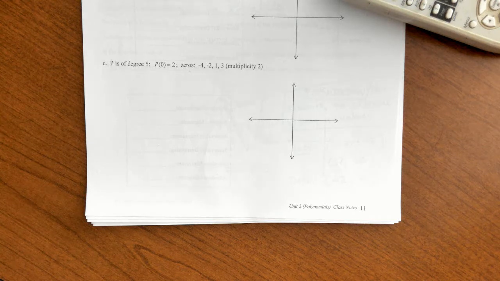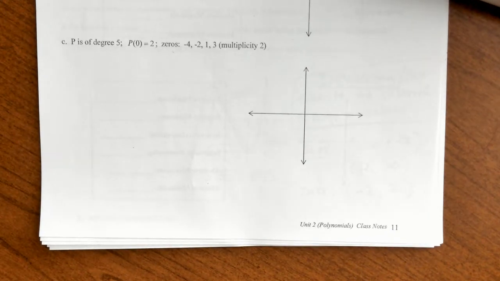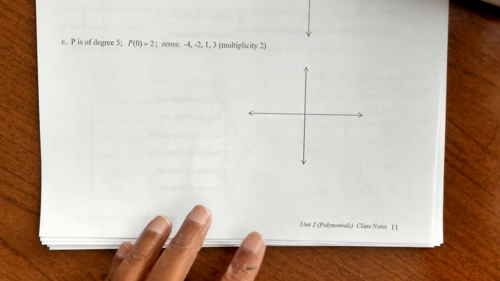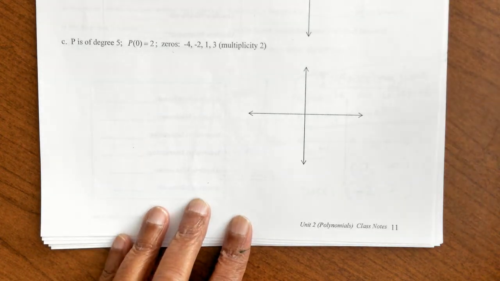Okay, I'm just going to zoom this a little bit, make it a little bigger so we can see a little better. All right. So this particular video is about writing a polynomial given some piece of information.